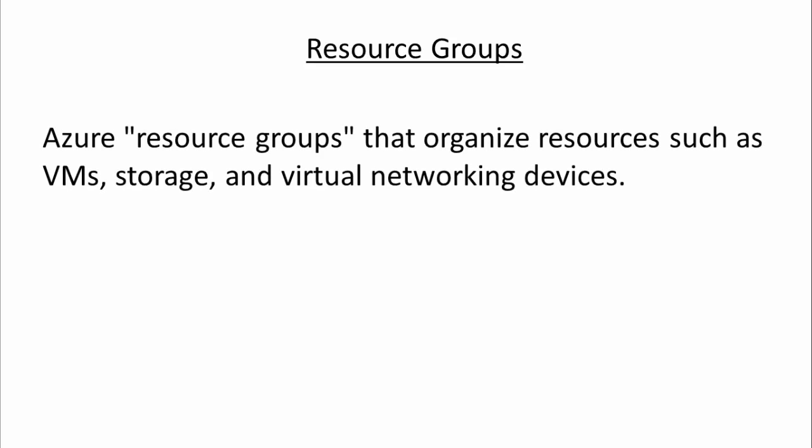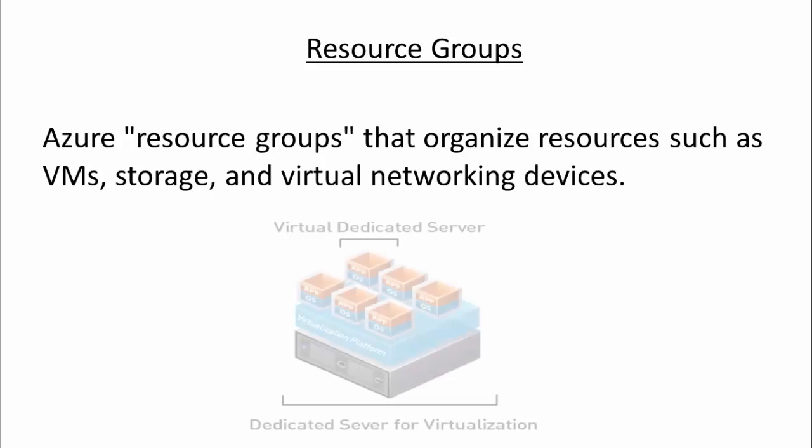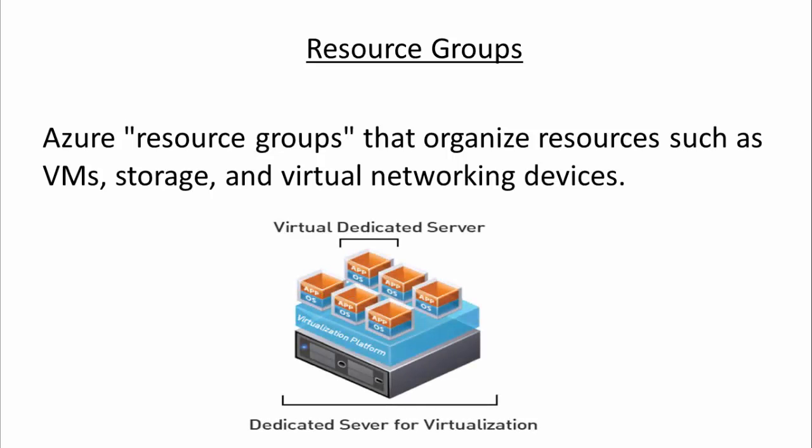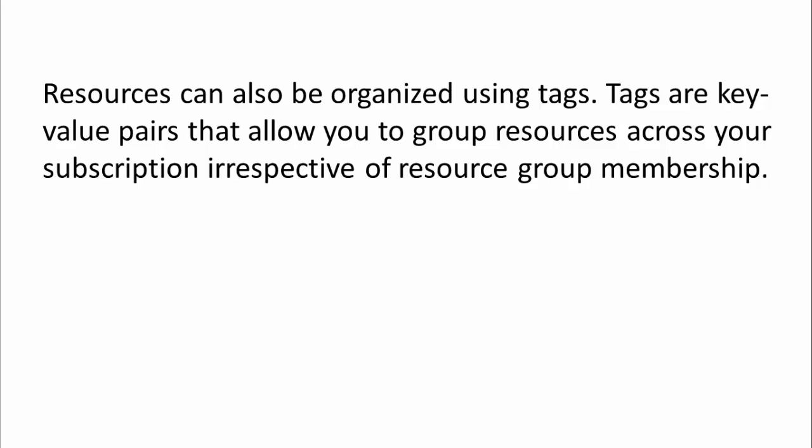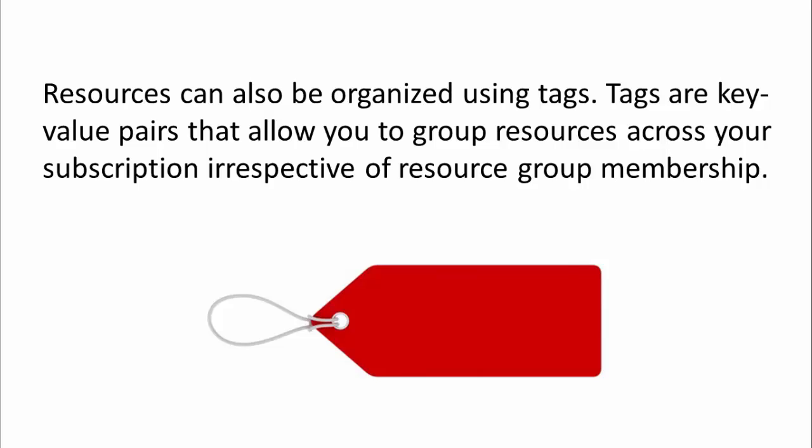Now we'll just take a brief look at resource groups. Azure resource groups organise resources such as virtual machines, storage and virtual networking devices. An Azure resource is always associated with one resource group. A resource created in one resource group can be moved to another resource group, but can only be in one resource group at a time. Resource groups are the fundamental grouping used by Azure Resource Manager. Resources can also be organised using tags. Tags are key value pairs that allow you to group resources across your subscription, irrespective of resource group membership.